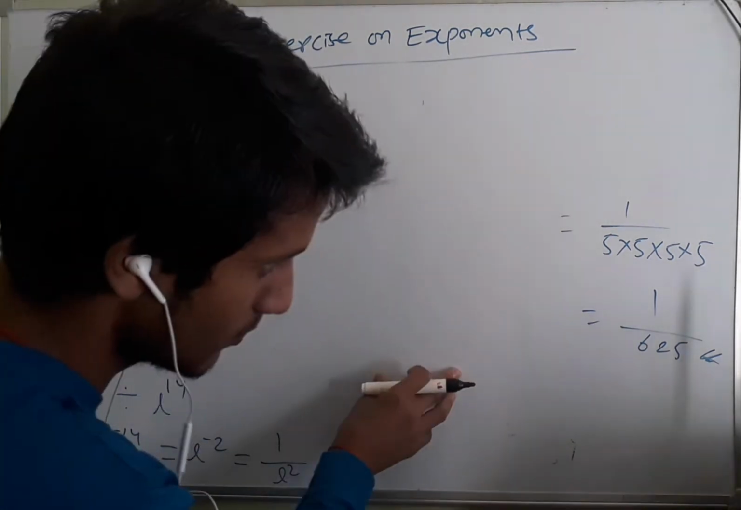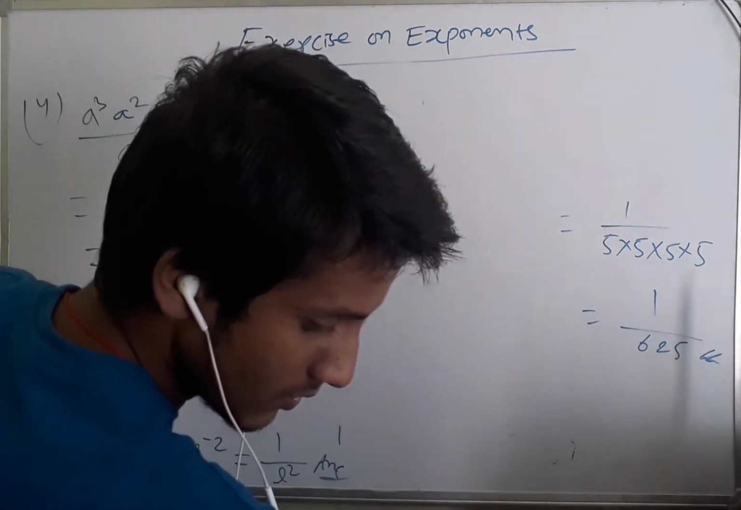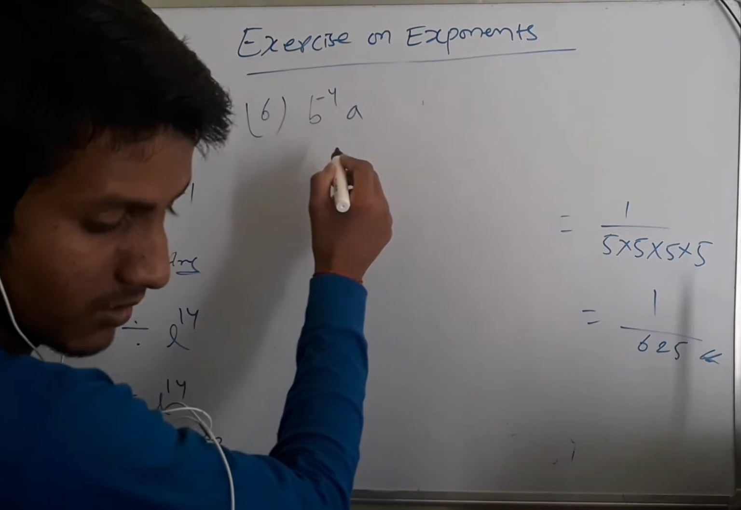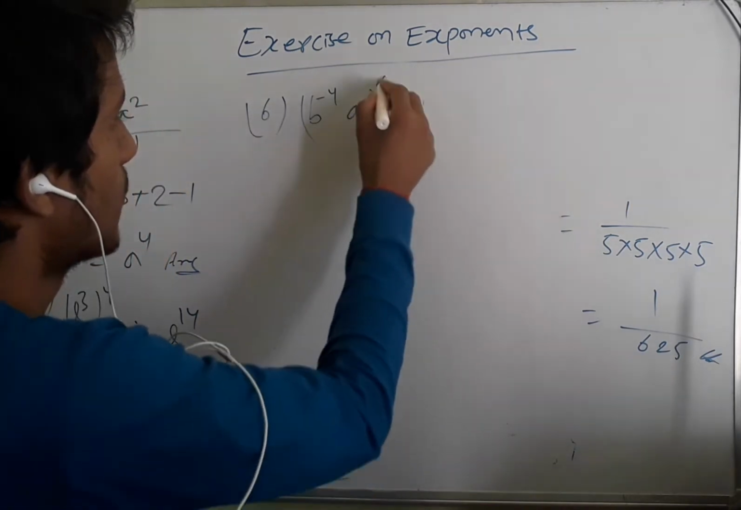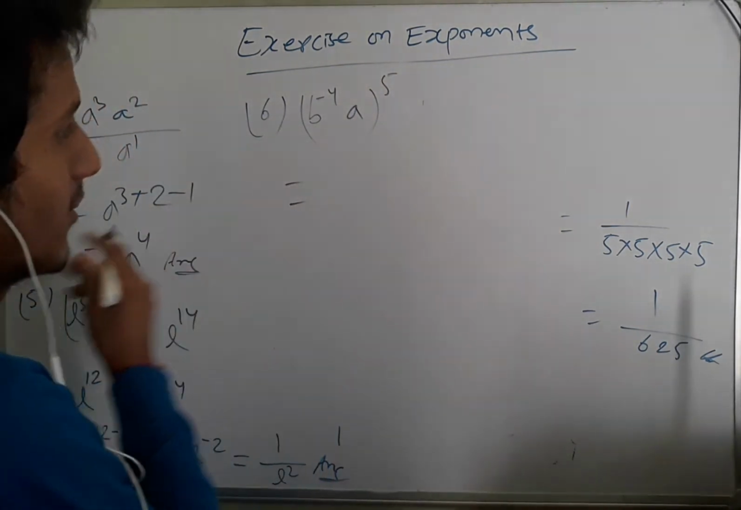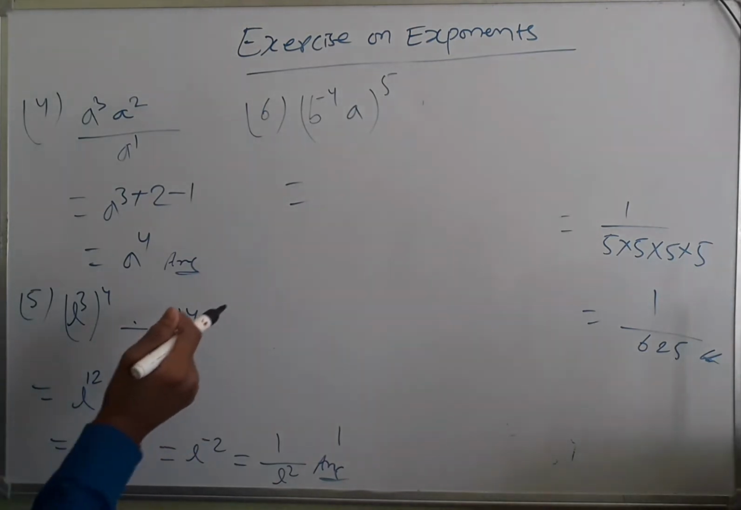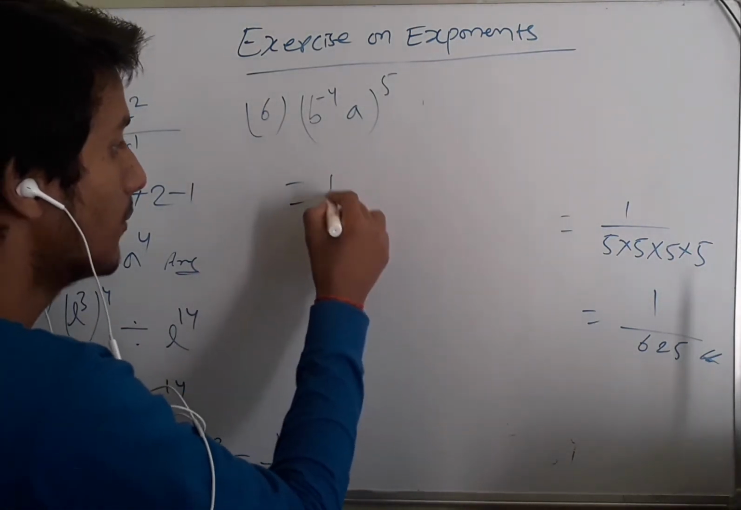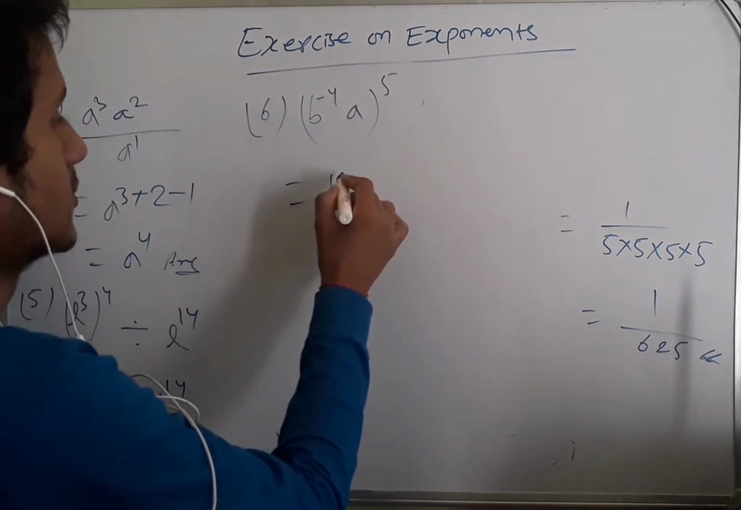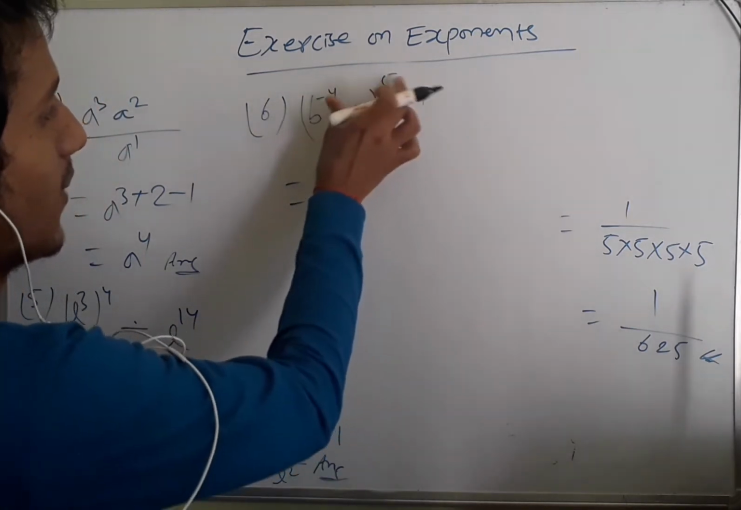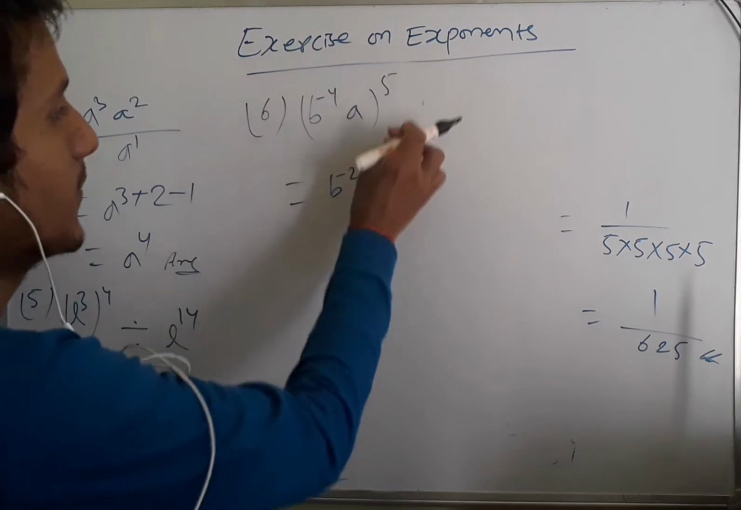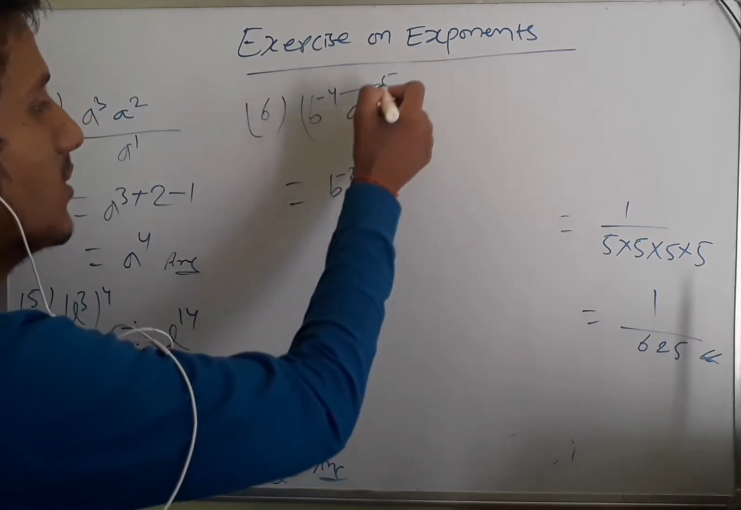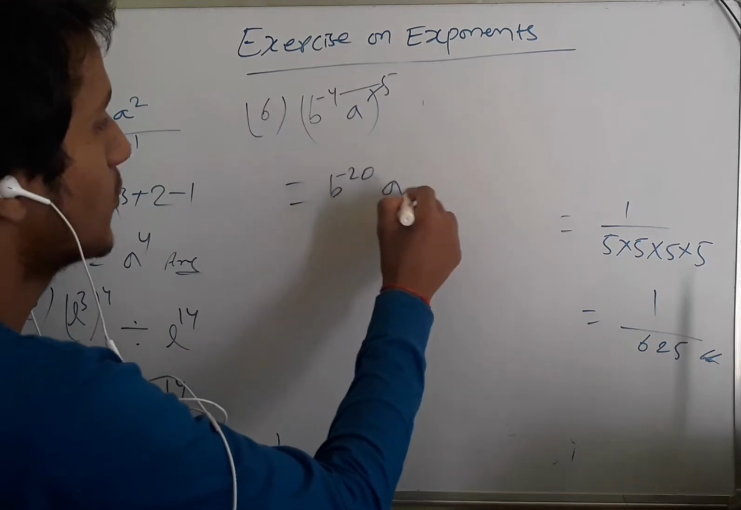Number 6, and this is b to the power minus 4, a to the whole power 5. Okay, so we have to divide this into simpler terms. In simpler terms, this would be something like this, minus 20. We can actually multiply the powers here. We also have to distribute the same power to this also. Distribute this to this and to this as well, meaning a to the power 5.